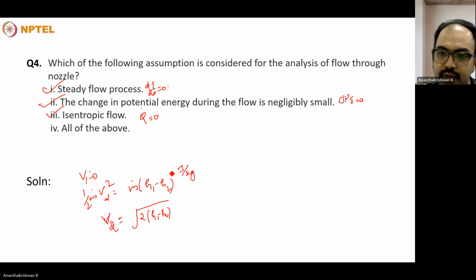In this particular process, what the nozzle does is that it accelerates the flow. It will be increasing the velocity and kinetic energy at the exit of it. So options 1, 2, 3 are right. So all of the above are correct.